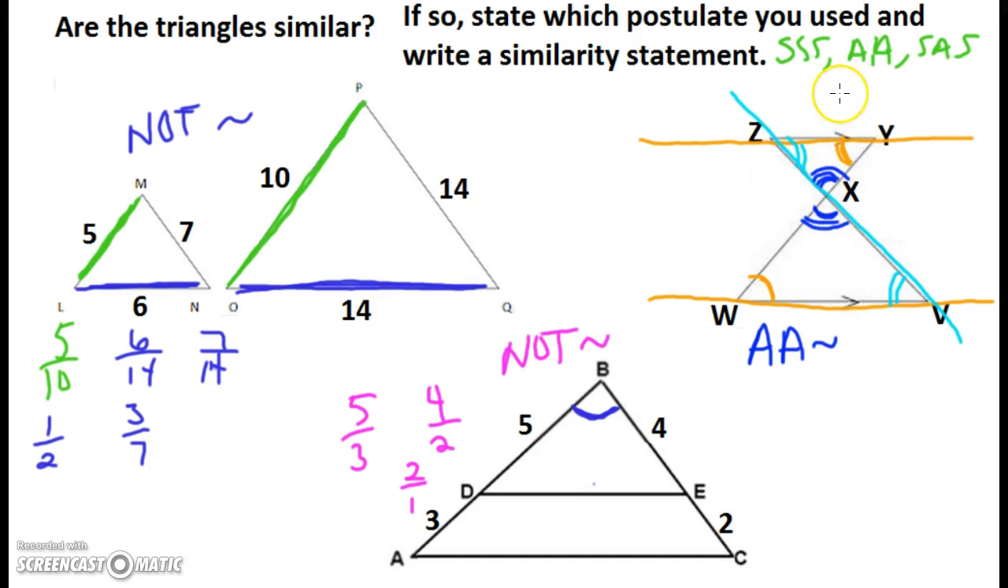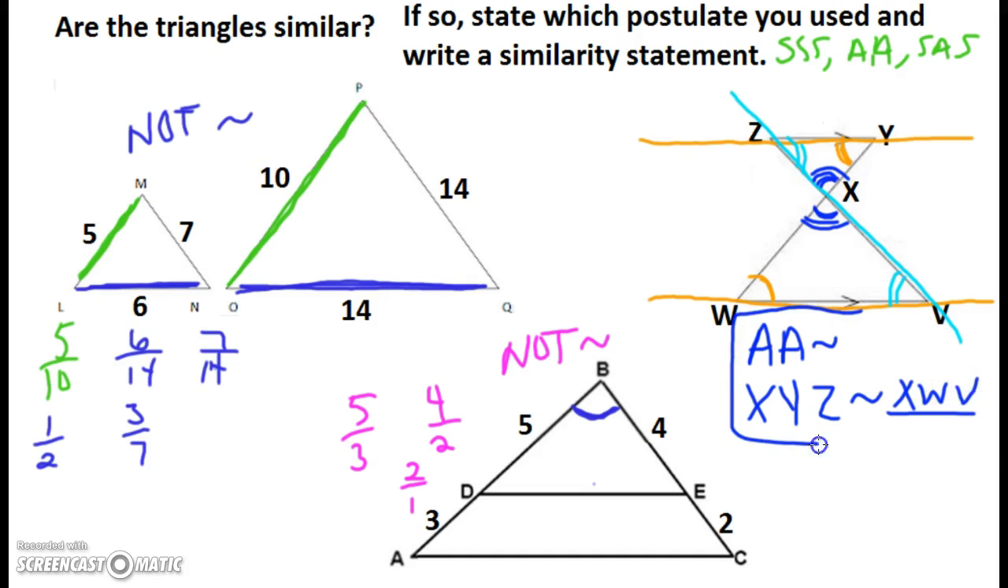All right, so if I call this first triangle XYZ, it is similar to blank. Well, X is my blue angle, my vertical angle, so if that's going to go first here, it's going to have to go first over here too. Y is my orange angle. My orange angle down here is W, so W needs to go second. And Z is last. Z is my light blue angle, and my light blue angle down here is V. So this would be the answer to that third problem. I gave the postulate that I used and the similarity statement.